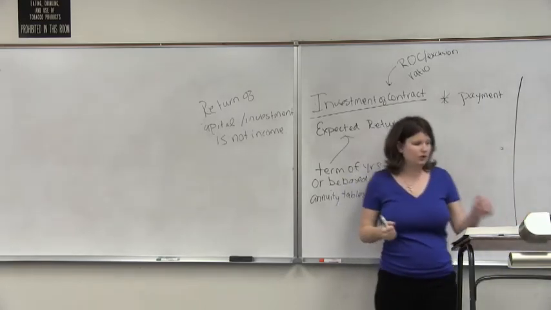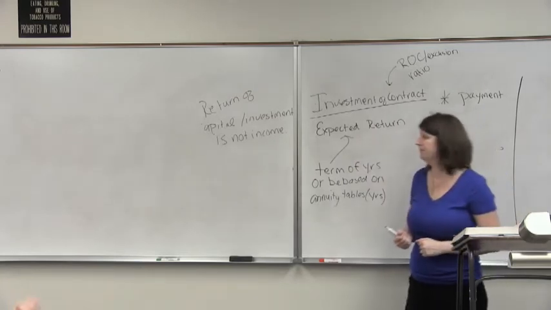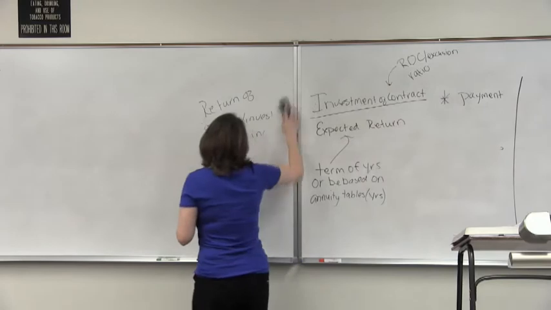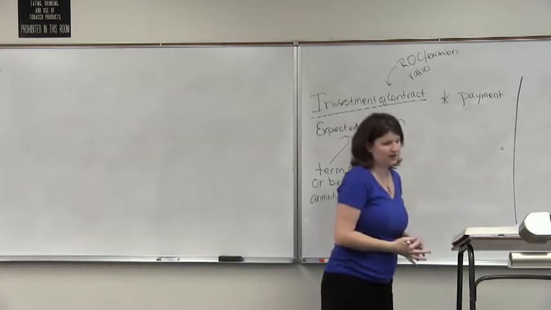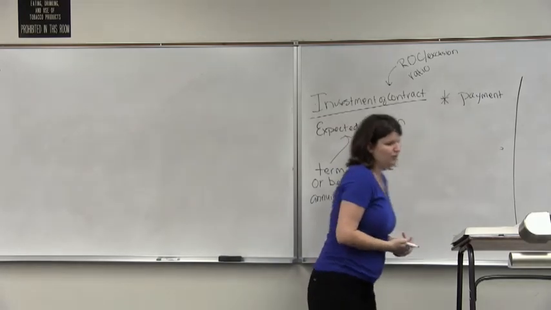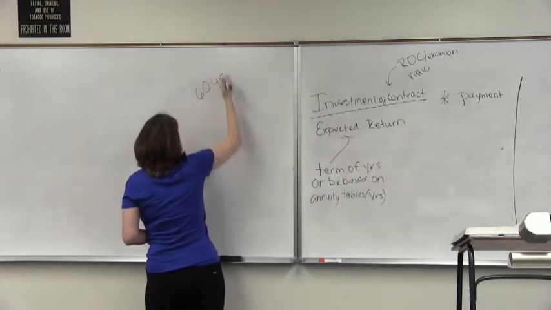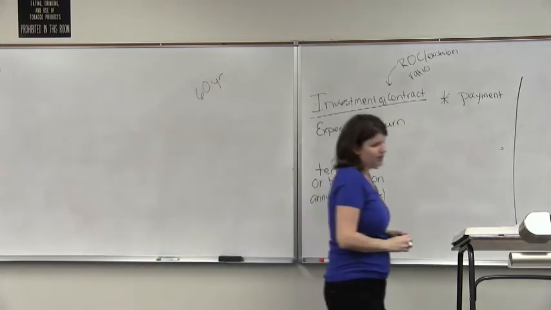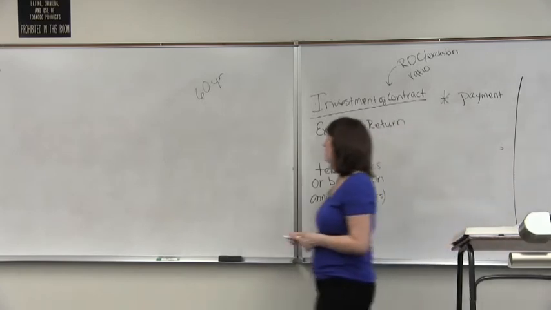So let's do an example here. This is example 39, on page 425. We have a taxpayer who is 60 years old. She buys an annuity from an insurance company for $90,000.